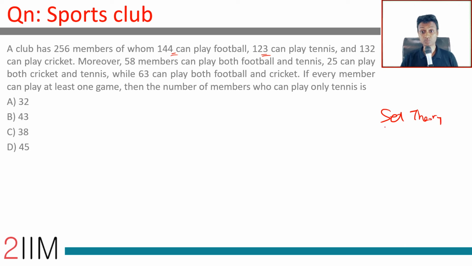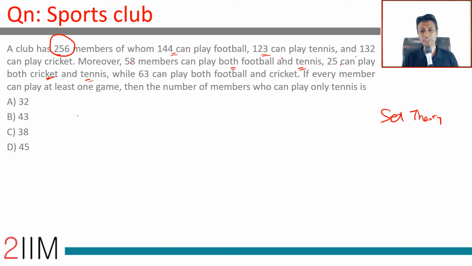132 can play cricket. 58 can play both football and tennis. 25 can play both cricket and tennis. 63 can play both football and cricket. So we've been given A, B, C, A intersection B, B intersection C, C intersection A. If every member can play at least one game, that means A union B union C is this. There's nothing outside of this.